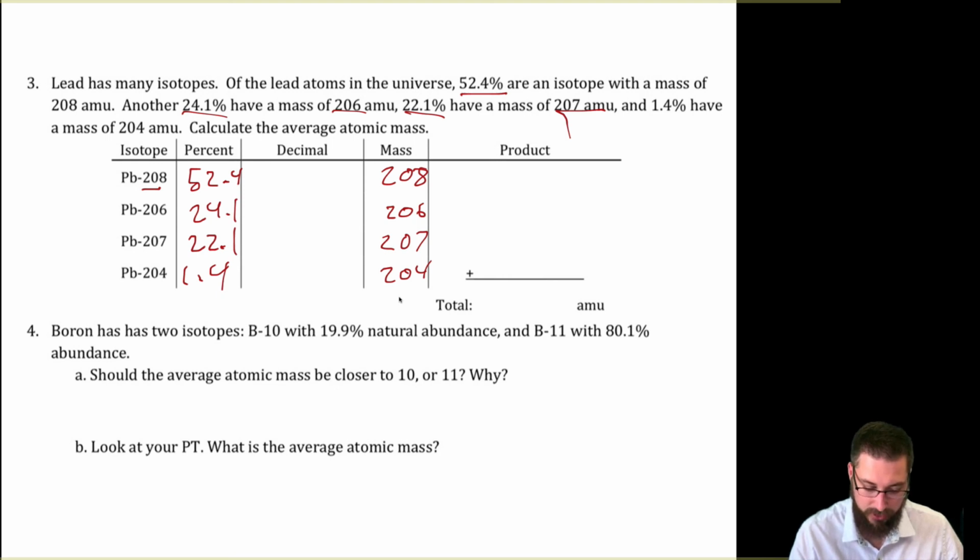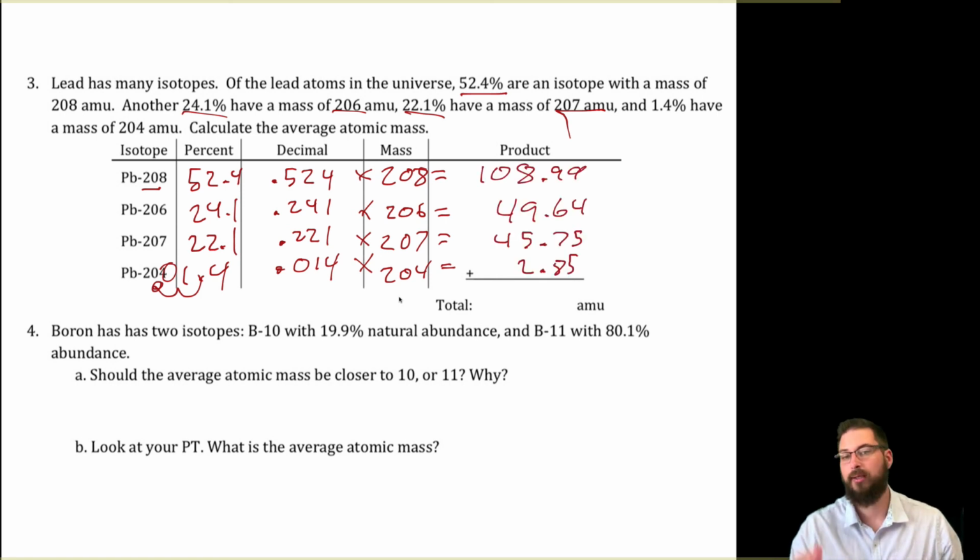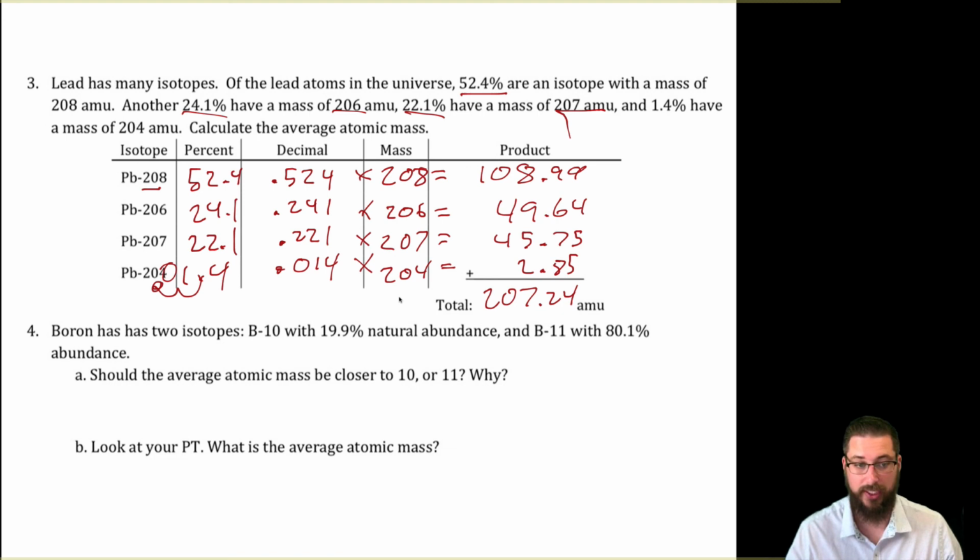Then what we do is we convert it to decimal form. And then look at this one, it goes 1, 2, so you are going to have a 0 in there, so it's 0.014. Then you multiply them. Again, you take the percentage in decimal form and multiply it by the mass. Let's go ahead and do that real quick. After you're done multiplying them together, you just add them together, and then you get your answer. And it's that simple.